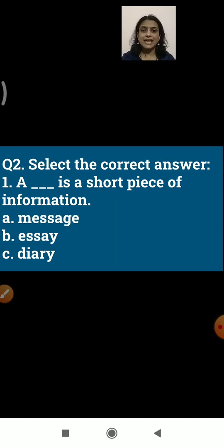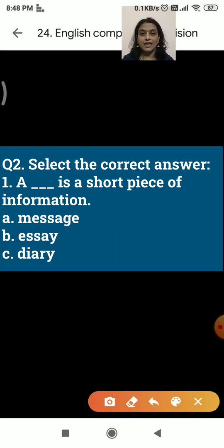Now again option B, essay. Again, it is not a short one. We write several paragraphs there, right? Yeah. So our answer here is what? A, message. So click on A option. A message is a short piece of information. Followed?